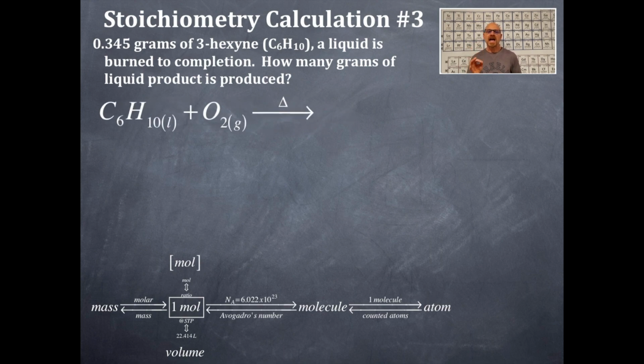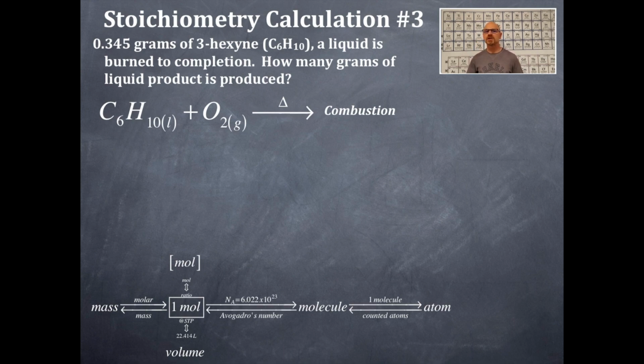So the 3-hexyne is burned to completion. So the other reactant is molecular oxygen, and that's O2, that's a gas. There's a delta above that arrow. So what type of reaction is this? That is correct. That is a combustion type of reaction.